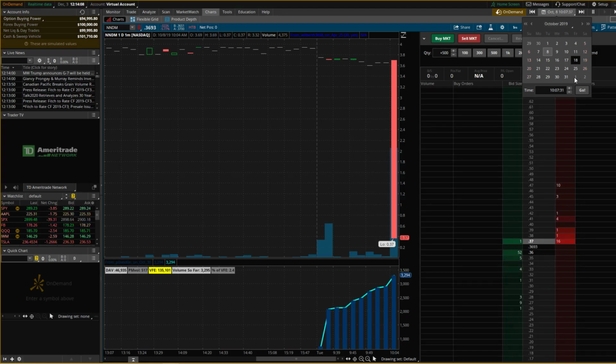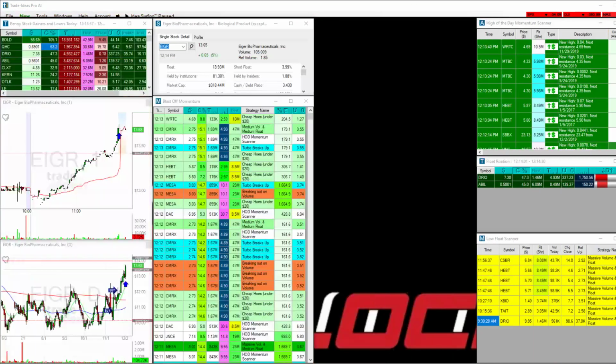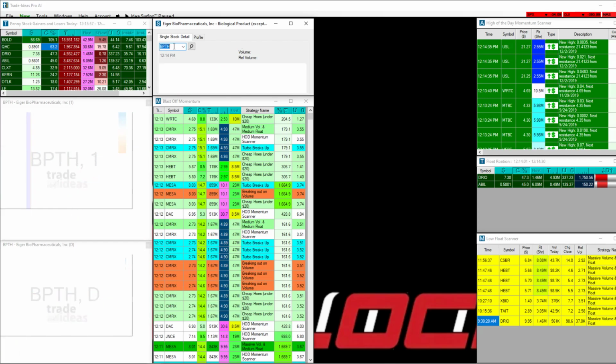So incredible tool here. So let's say you want to see what did some of the biggest supernovas look like when they ran. Maybe you just started trading like 3 months ago, and you're like, oh, I never saw DRYS run in 2016, or I didn't see BPTH run in January. Not a problem. You could go back and look at how it looked that day. So let me just pull up here. Let me see BPTH. Let's see when this ran.